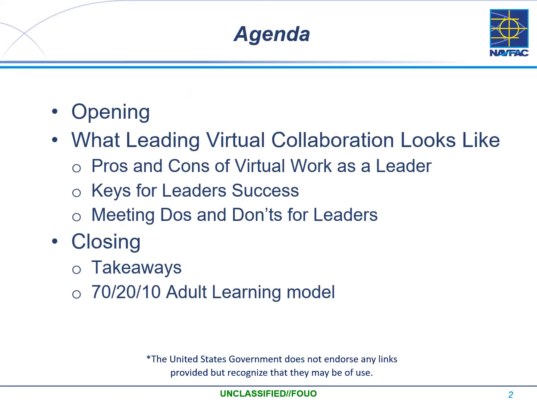Let's look at the agenda for today. There are three major areas: the opening, leading virtual collaborations, and closing. During the opening, we'll discuss some basic functionality of MS Teams. We'll also cover the objectives for virtual collaboration for this learning session. In the leading virtual collaborations, we're going to discuss some pros and cons, keys for leader success, and meeting do's and don'ts. And in the closing, we're going to ensure that you have and understand some key takeaways, and we're also going to explain how the 70-20-10 adult learning model relates to virtual collaboration.